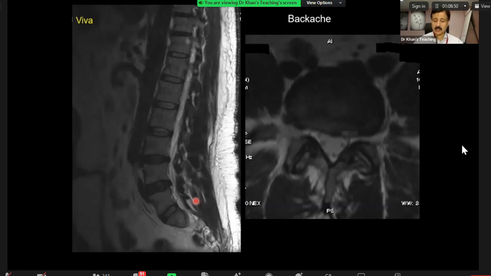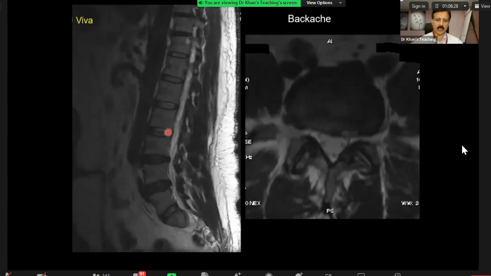The old terminology for this was an annular tear, and now I think the new recommendation is high intensity zone. So annular tear can be very symptomatic. Please remember this. It can cause pain. It is not herniation. Basically, in disc herniation, what is happening?